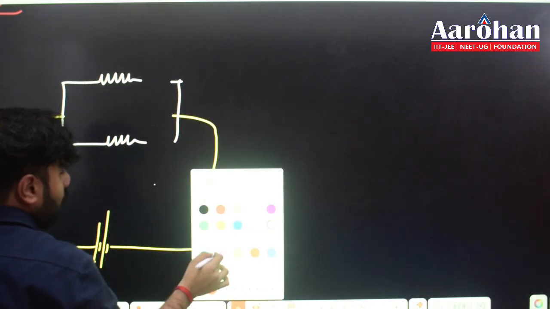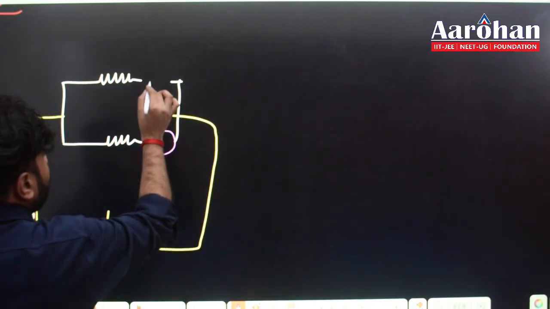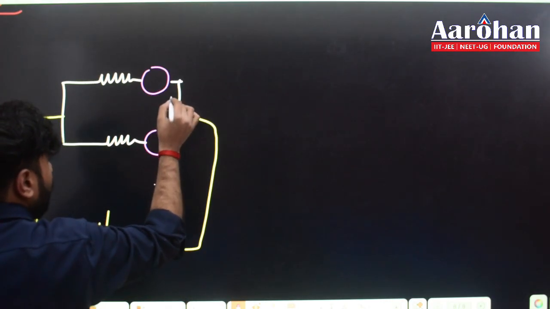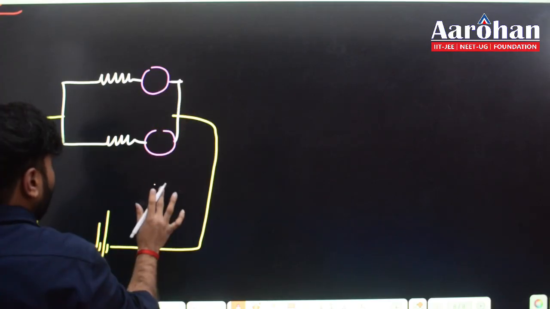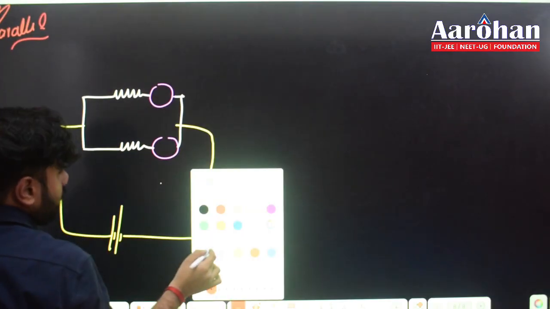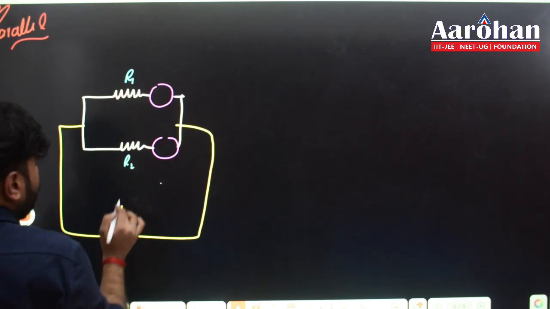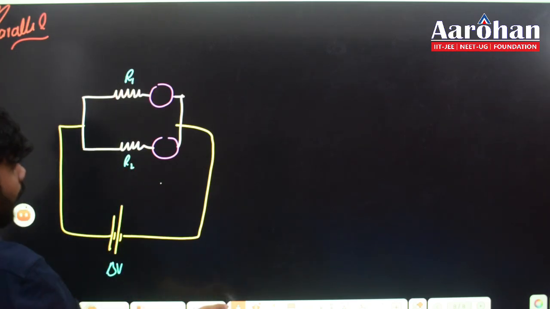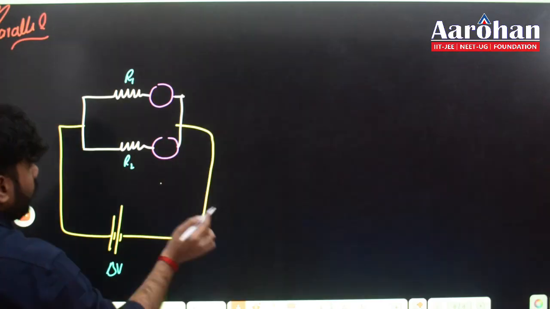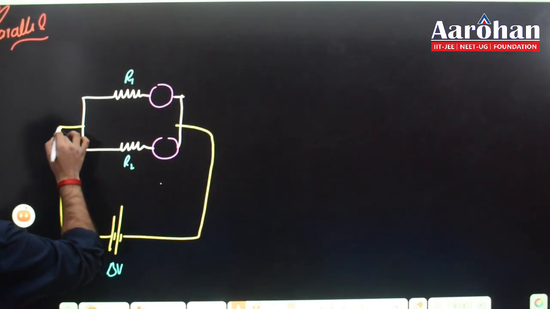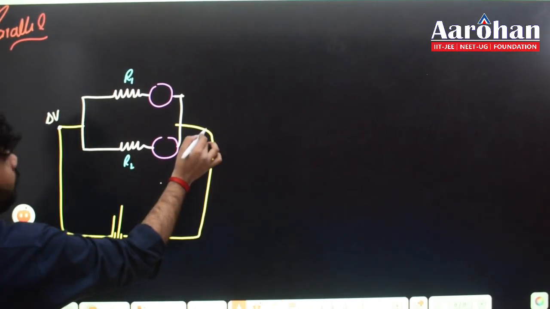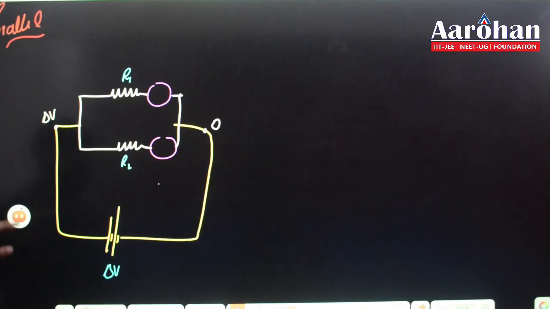Okay. So here imagine we have connected an ammeter. Got it? So this is a resistor. This one will be, let's say, R1. This one will be R2. This will have delta V potential. And we can see both ends are connected to the same point. That means this point will have delta V potential. This point will have 0. Means their potential difference is the same.